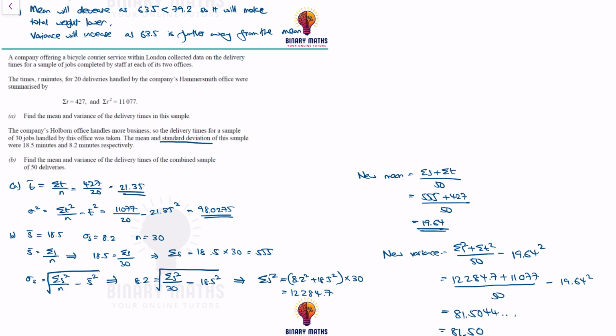Which is equal to 81.50. That's it. So the key thing to remember here is make sure you read carefully which one you have in front of you. Is it standard deviation or variance? Because that's going to be a mistake that you can easily make in an exam.